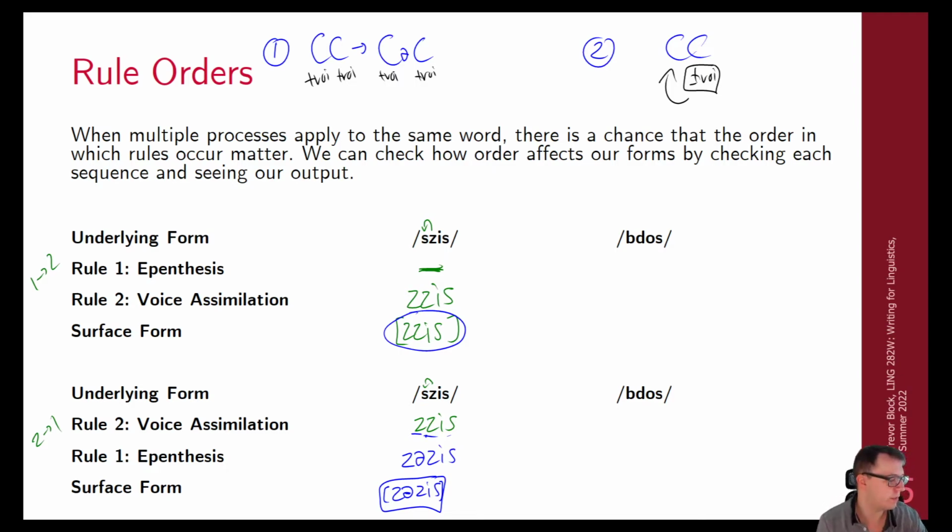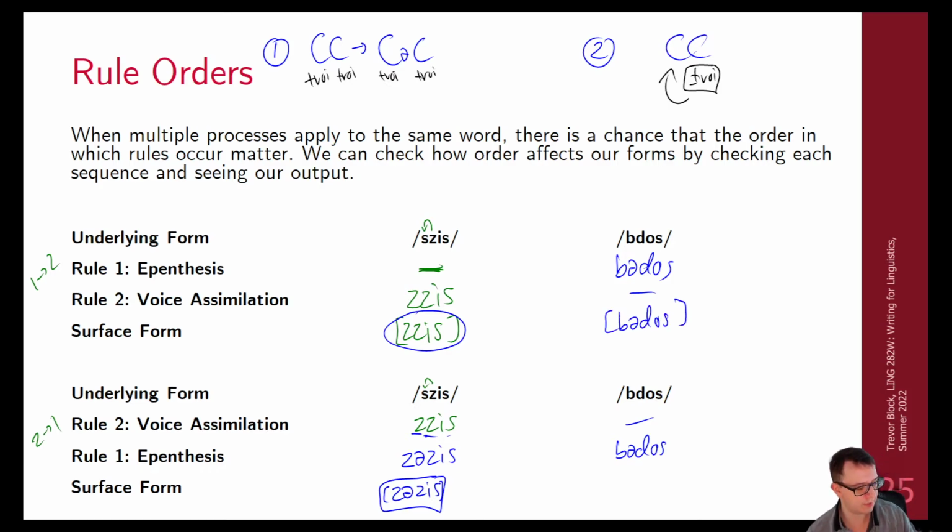If we do the example with bedos, we actually see that no matter which order we do, we end up with the same output. So it's bedos in both cases, because voicing assimilation doesn't actually apply to the underlying form bedos, because they're already voiced. So it doesn't work on all rules, on all words. We have to check a bunch of different words. Some of them won't change, but some of them will change.